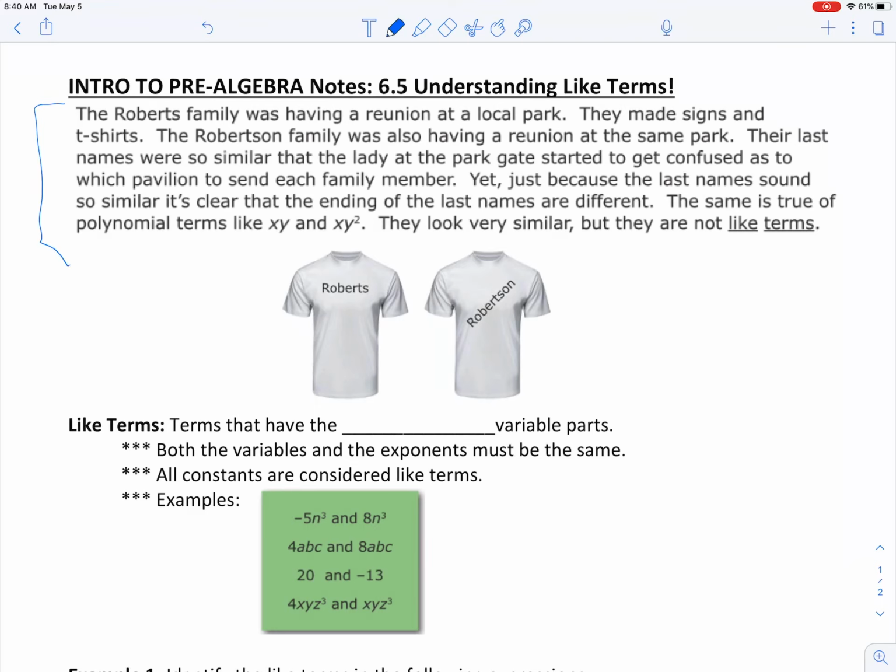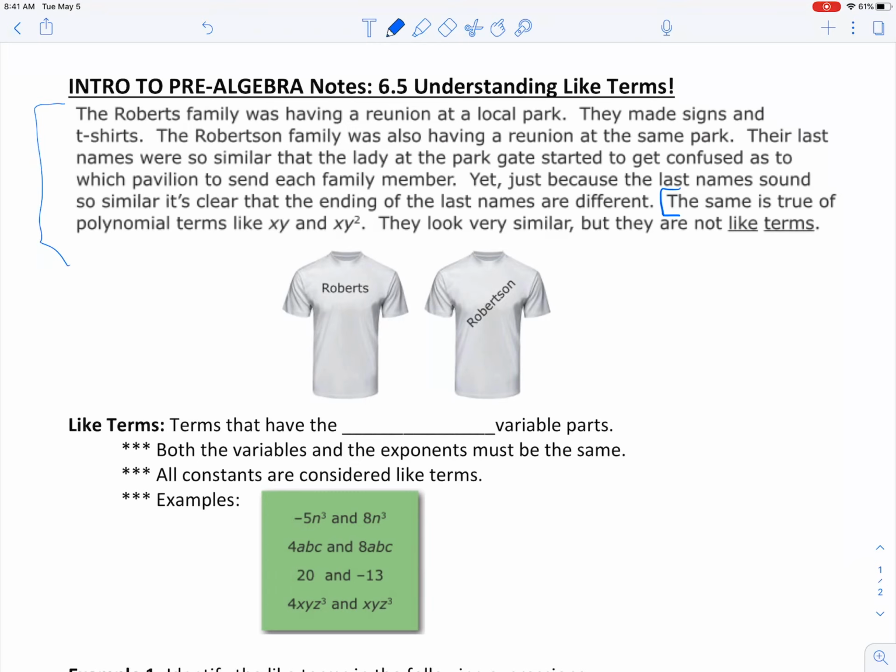Alright, so I'm going to read this paragraph for you. It says, the Roberts family was having a reunion at a local park. They made signs and t-shirts. The Robertson family was also having a reunion at the same park. Their last names were so similar that the lady at the park gate started to get confused as to which pavilion to send each family member. Yet, just because the last names sound so similar, it's clear that the endings of the last names are different.